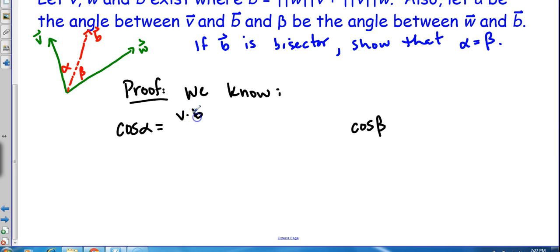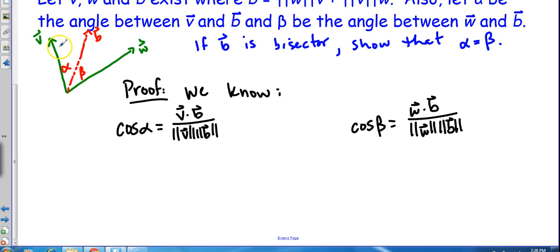So there's the left side, the right side similarly. W dot b, we're just going to substitute in for b, so we have w dot magnitude of w times v plus magnitude of v times w. And that's all over the magnitude of w times the magnitude of b. A lot of writing in this one.